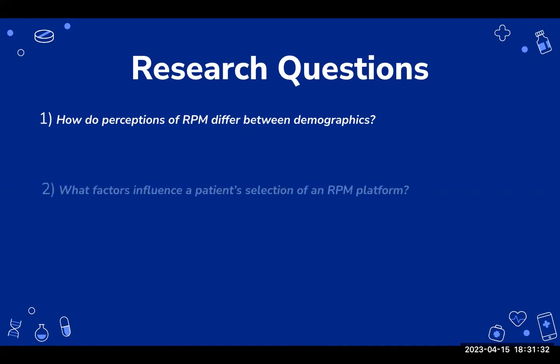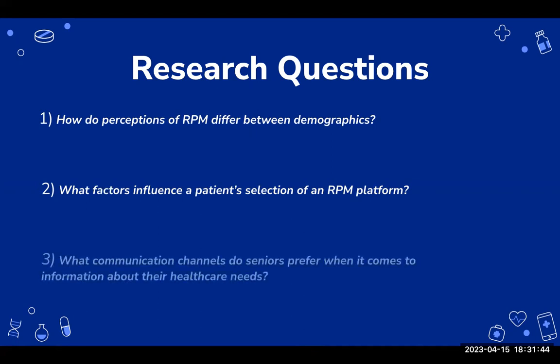The second research question is, what factors influence a patient's selection of RPM platform? This highlighted the specific aspects that seniors look for in an RPM platform and who influenced them to do so. The third research question is, what communication channels do seniors prefer when it comes to information about their healthcare needs? This helped us determine the most used technology that seniors use when it comes to their healthcare needs, and if Care Connection needs to alter the way they market to seniors.